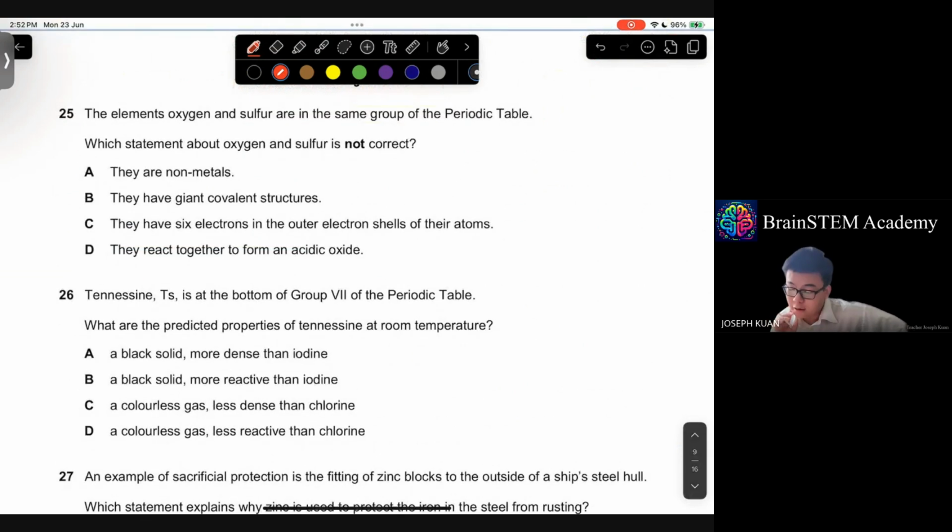Question 25. The elements oxygen and sulfur are in the same group of the periodic table. Which statement about oxygen and sulfur is not correct? A, they are non-metals, which is correct. B is incorrect. Oxygen is a simple covalent structure, and actually sulfur also is a simple covalent structure. They don't form giant covalent structures. And C is correct because both of them are in group 6, so they have 6 valence electrons. And D is correct as well because sulfur dioxide is an acidic oxide which causes acid rain.